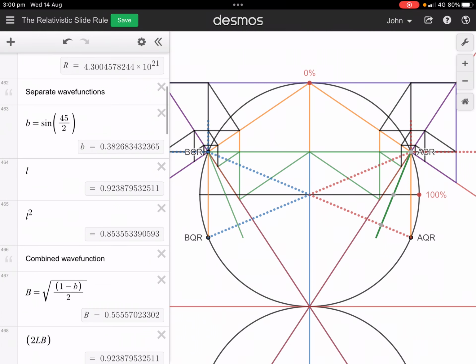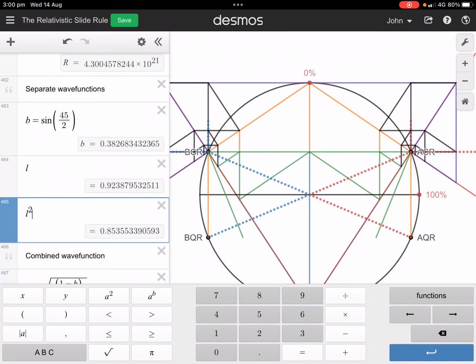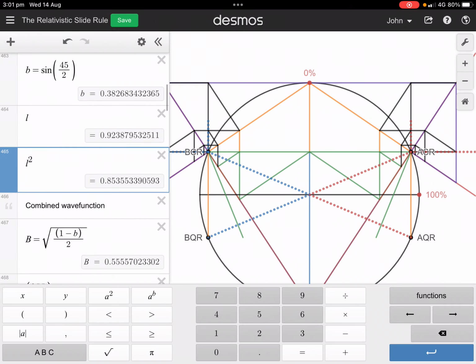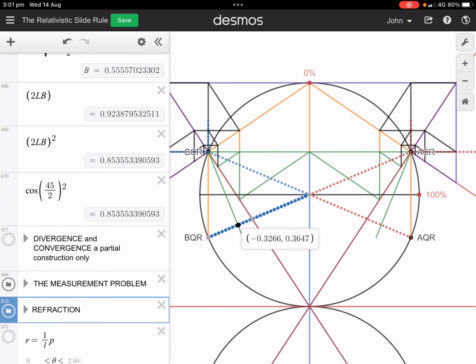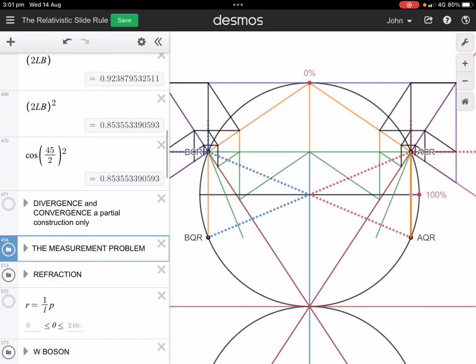in that case, L is the wave function. You square the wave function, you get the probability, which is 85% of success, and they can both separately make that measurement by seeing where it crosses over here. In other words, it's L squared, or 1 minus B squared, depending on how you want to look at it.